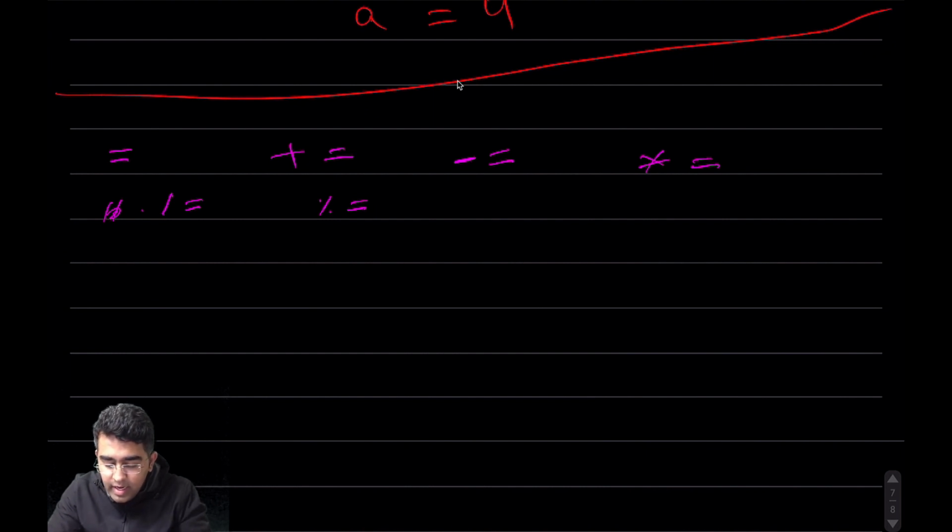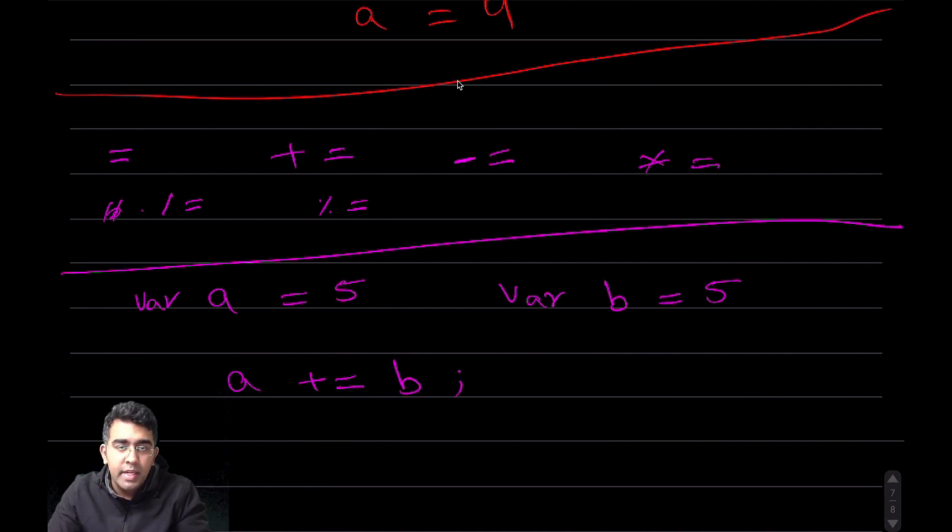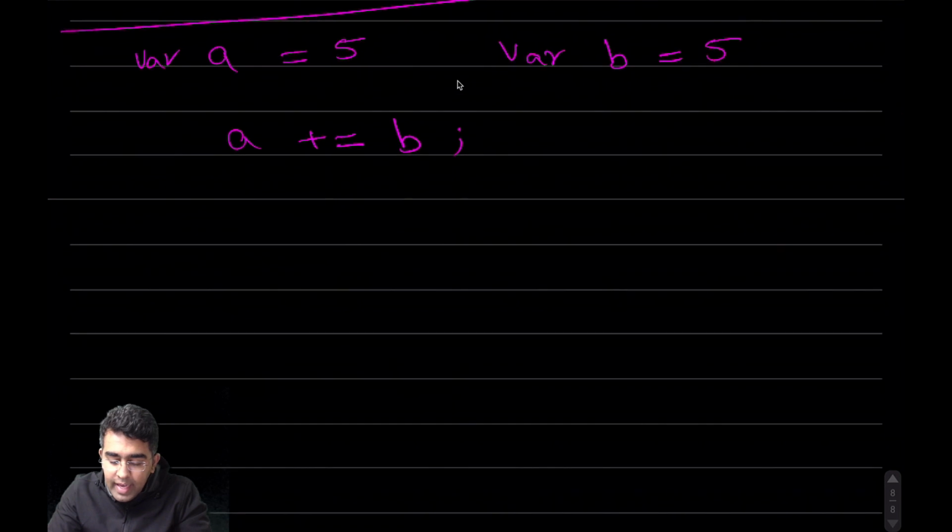So what is meant by equal to? Let's take a look at the scenario. Okay, so we have a variable, we define a and we set that equal to, let's just say 5. We have another variable, b is equal to, let's just say 5. Okay, so if I say a plus equal to b, what does that mean? Do you know what that means? That means it will perform this operation. It will say a is equal to a plus b.